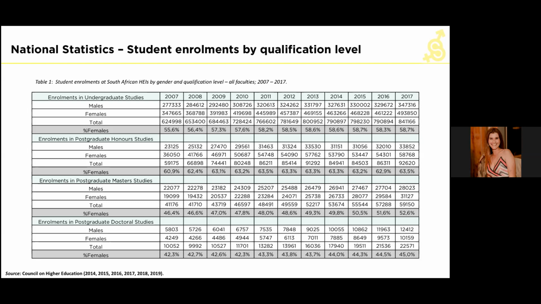One thing that is apparent, though, is that the share of female enrollments at all qualifications is increasing. The average annual increase in the share of female enrollments at the undergraduate, honors, and doctorate level was 0.3 percentage points, and the average annual increase at the master's level was 0.6 percentage points.